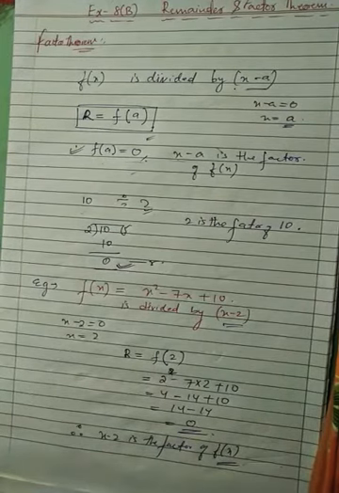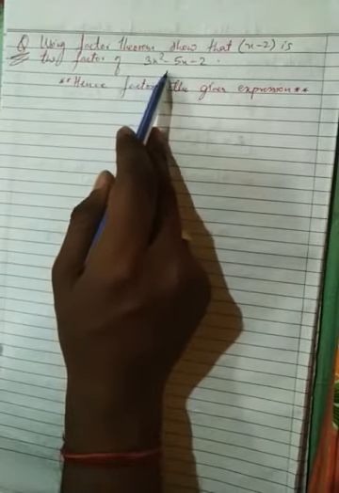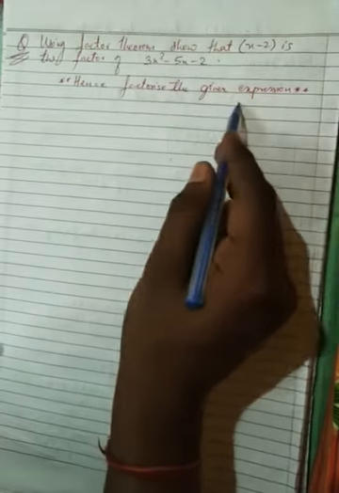Now let's do some questions based on it. Okay, the question is telling, using the factor theorem, show that x minus 2 is a factor of 3x square minus 5x minus 2, and hence factorize the given expression.